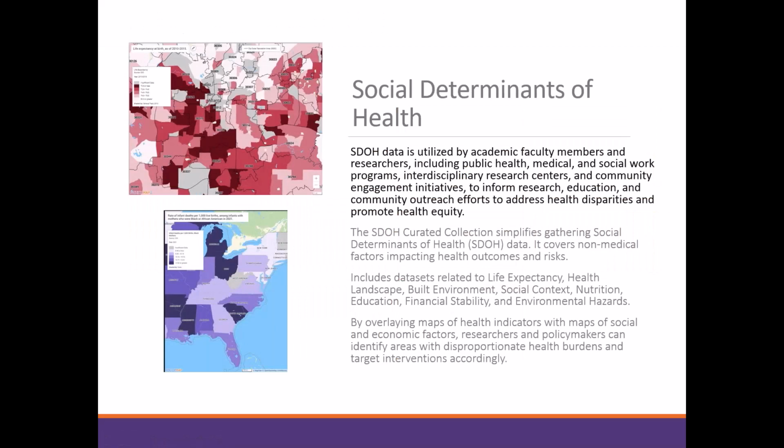So we talked a lot about the social determinants of health data set. I'm going to go online and show you that, but I will show you that it includes data sets related to things like life expectancy, the healthcare landscape, the built environment, social context, nutrition, education, financial stability, and environmental hazards.